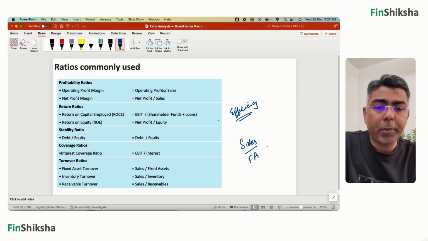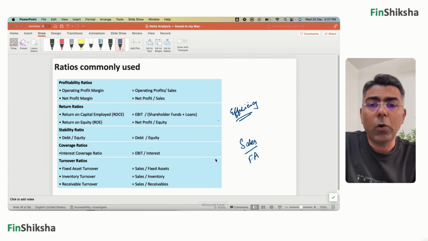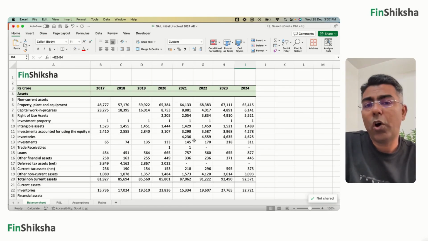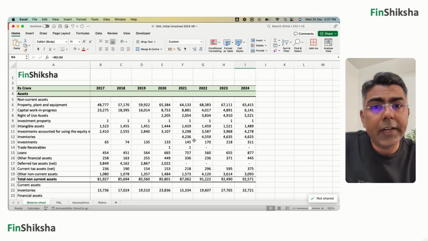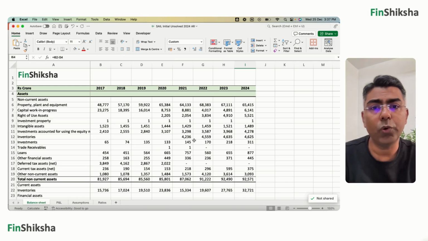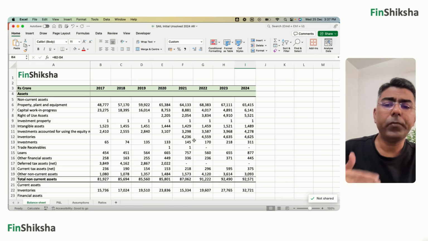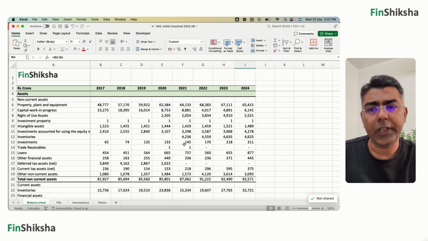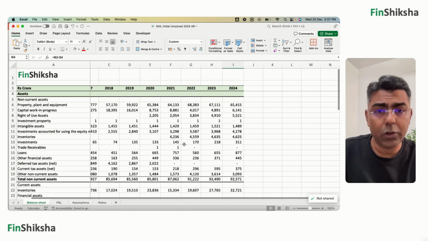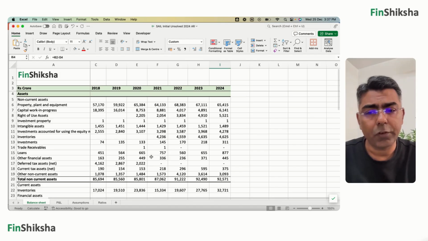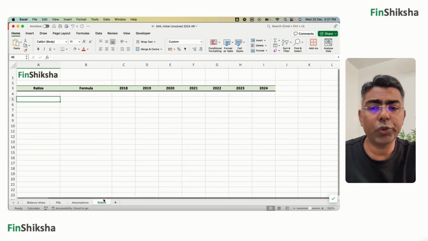To put this in perspective, let's quickly go to our Excel file now, where we have the data for Steel Authority of India and its numbers for the last few years. We already have data for the balance sheet and P&L, and we will try and calculate ratios on that. All these numbers are in INR crore. For the last 7-8 years, we have punched that in. So we'll go to this ratio sheet.